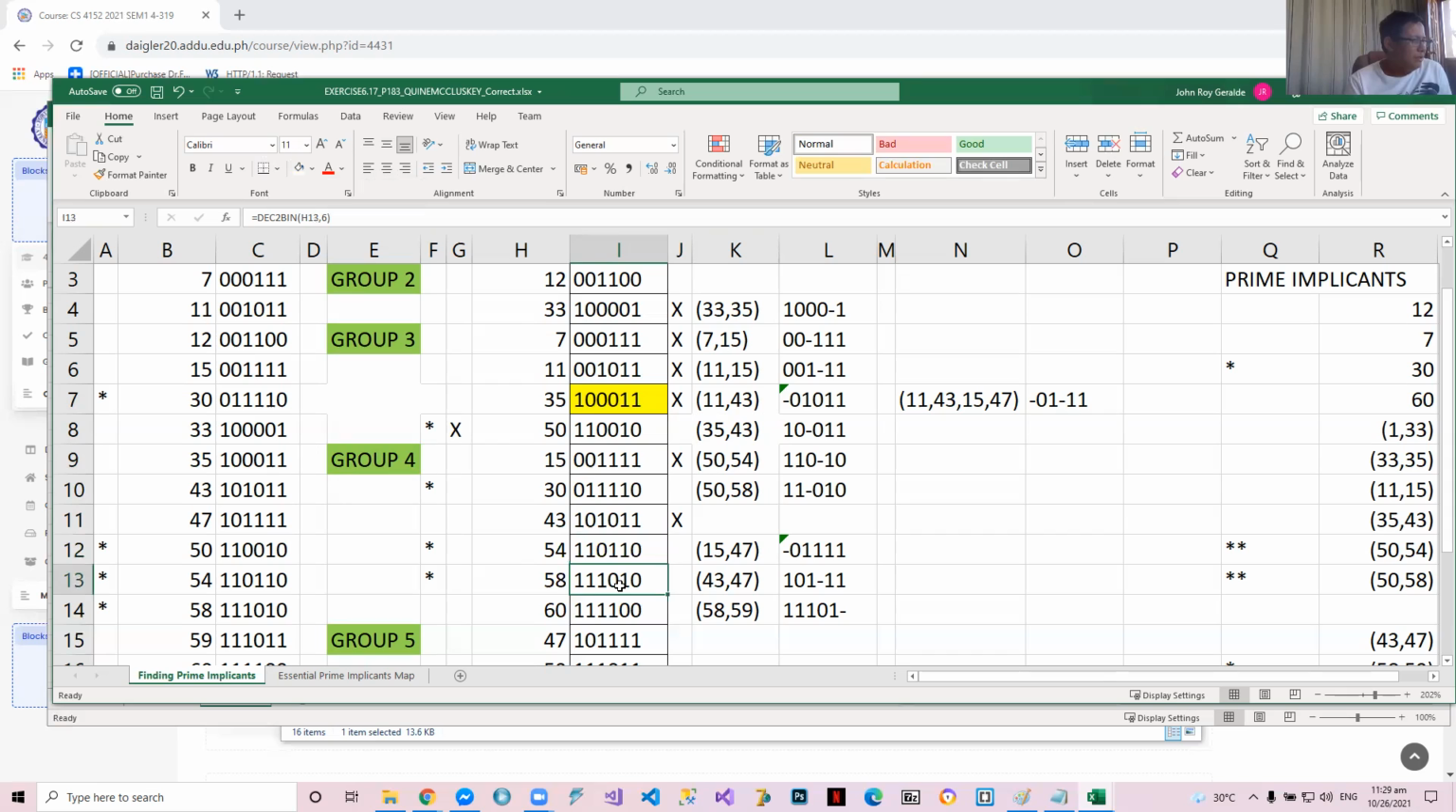How about 35 and 58? They differ in the second, the third, obvious na, no? How about 35 and 60? 35 and 60, they differ in the second and the third, obvious na. So hindi na pwede. So we're down to the last, no, member of group 3, which is 50. Okay, so we'll yellow this.